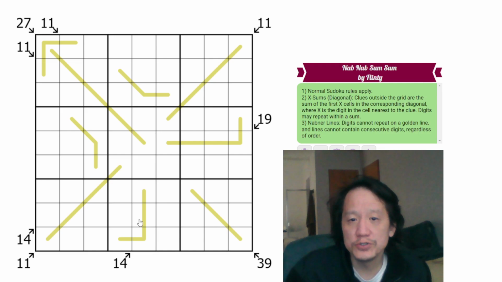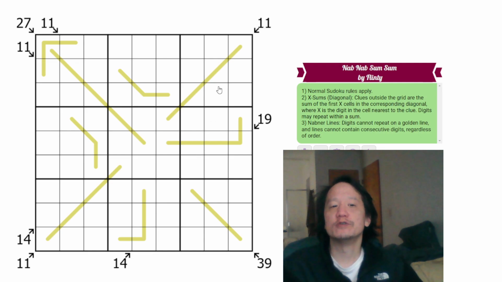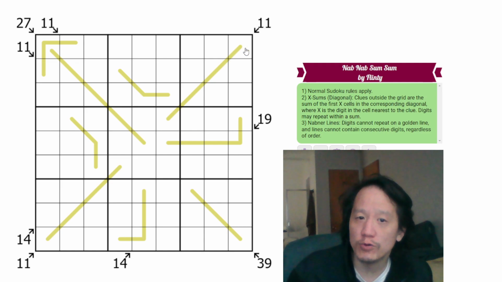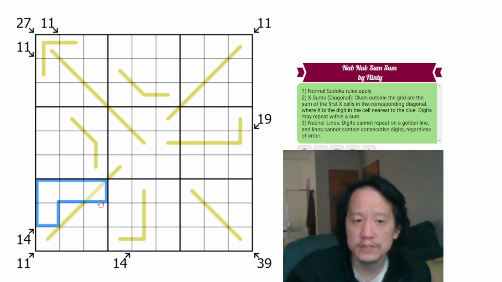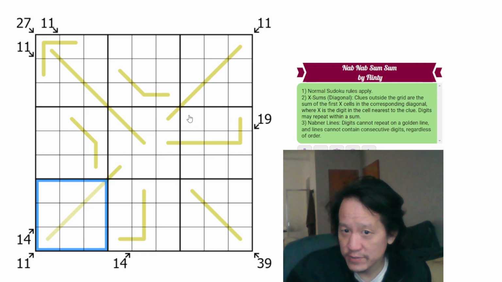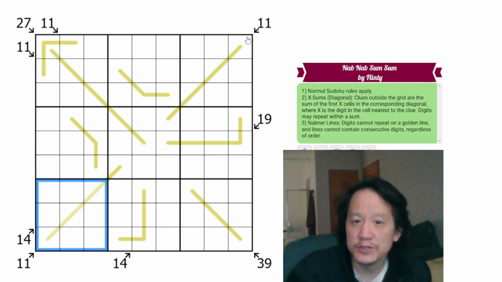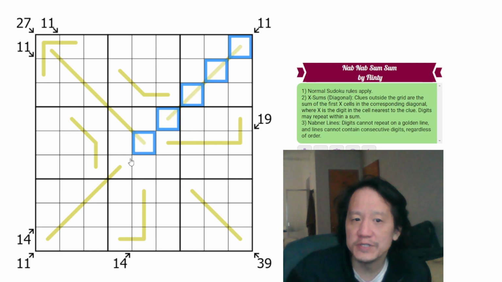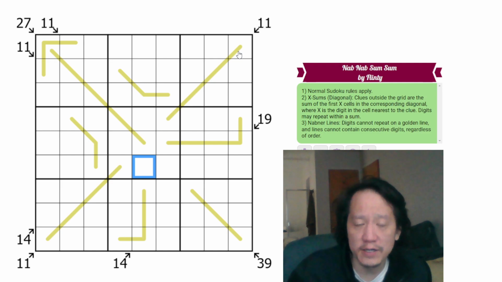And here are the rules. Normal Sudoku rules apply, which means place the digits 1 through 9 once each in every row, column, and box. X sums, diagonal. Clues outside the grid are the sum of the first X cells in the corresponding diagonal. So it's always diagonal. Interesting. Where X is the digit in the cell nearest to the clue. Digits may repeat within a sum.